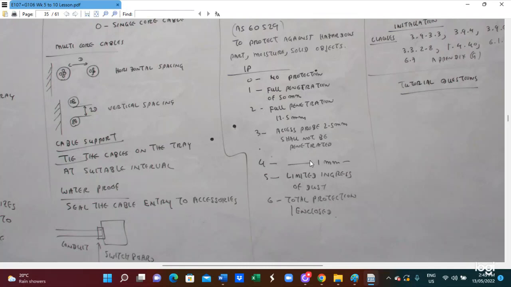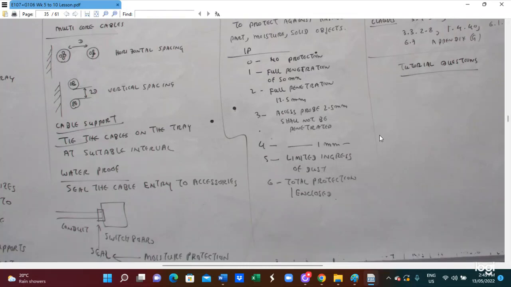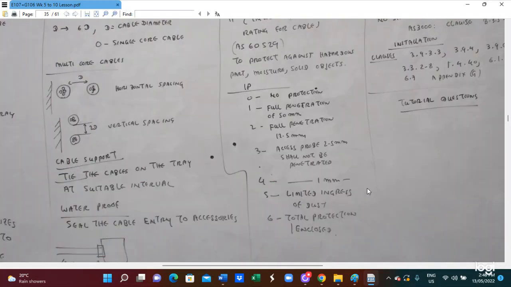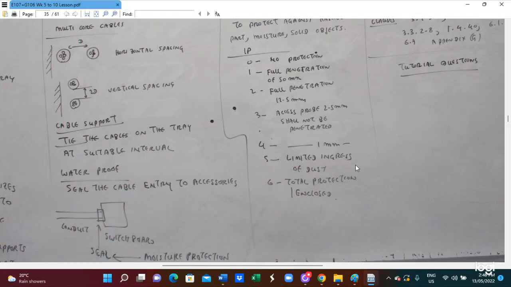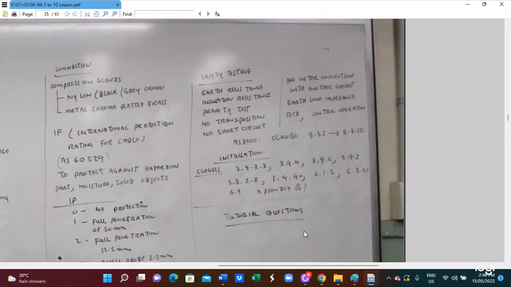Should not go through the hole. And also IP4 is an access probe of 1 millimeter, should not go through this hole. And also IP5 is limited ingress of dust, and it is total protection against contact. So those are the kinds of IP protection we have to follow. And the safety issue is also important.